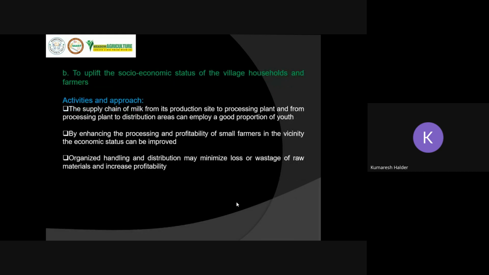Next is socioeconomic status upliftment. There are several activities in that objective. We want to build a supply chain. We want to involve people and local youth. Then whatever profit we get, we will distribute to the farmers, like Amul does. If we do these things, automatically the socioeconomic status will be uplifted. That is our second objective. So these kinds of objectives you need to set whenever you are proposing a DPR.